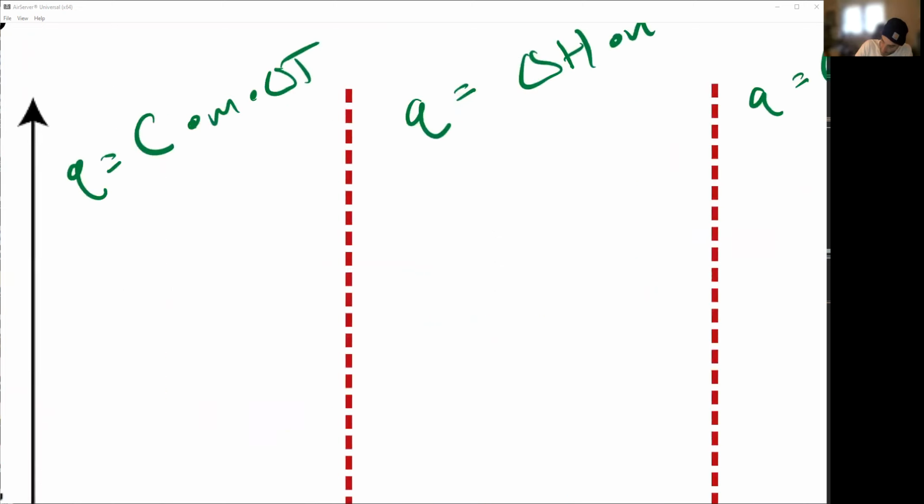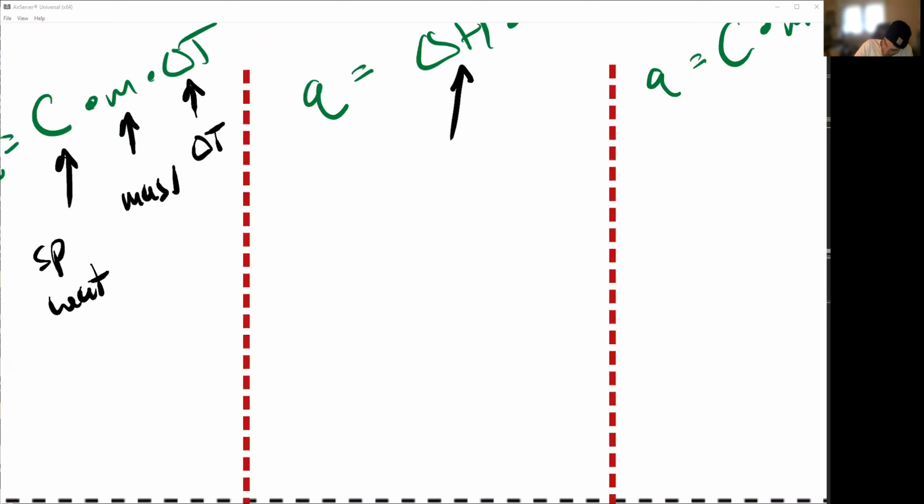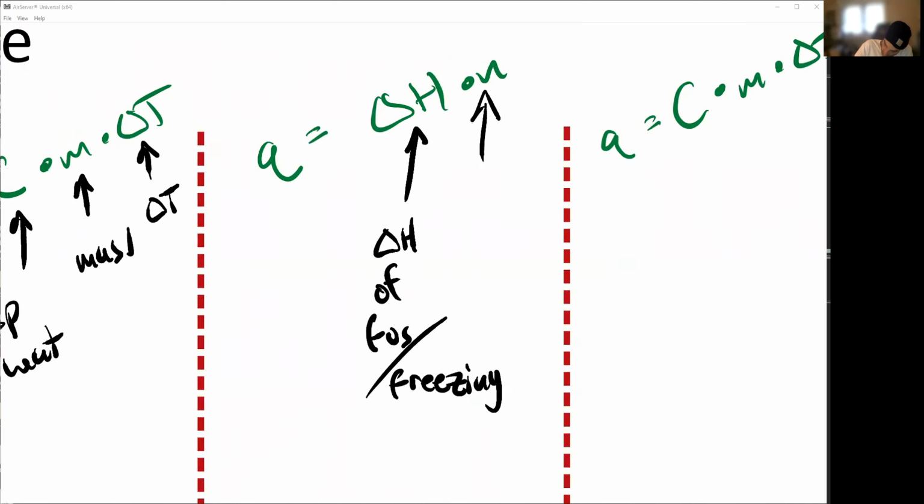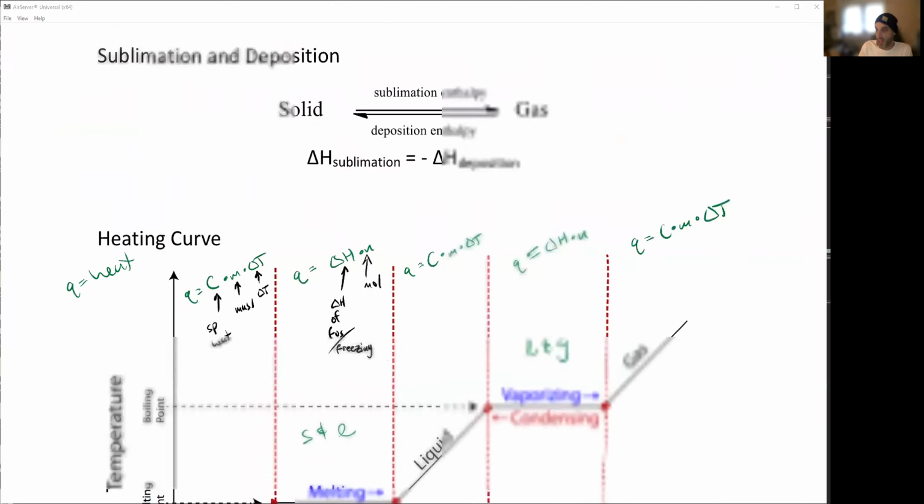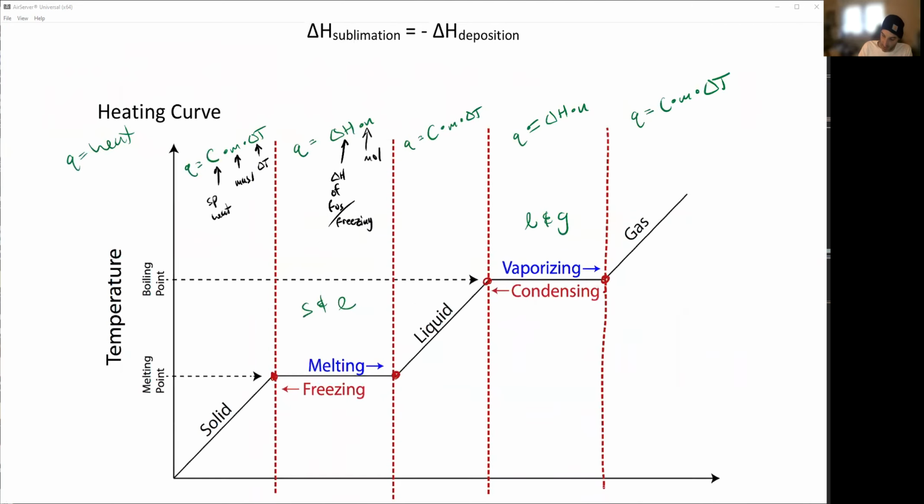So again, we already know these. C is specific heat. M is mass of that substance. T is delta T, right? In this case, delta H is going to be the enthalpy of fusion or freezing. And N is moles. So those are the calculations that we do. We have to add a bunch of different energies.